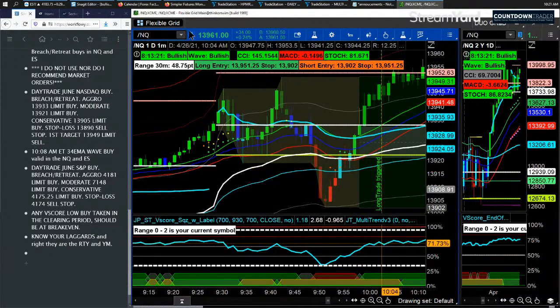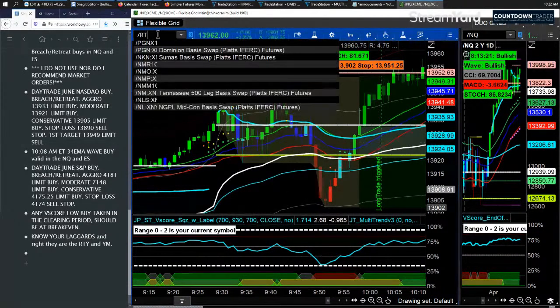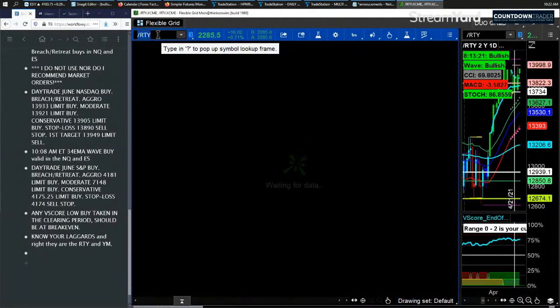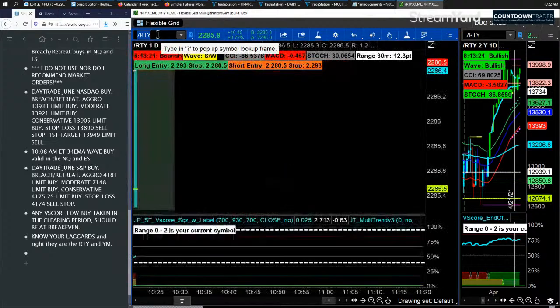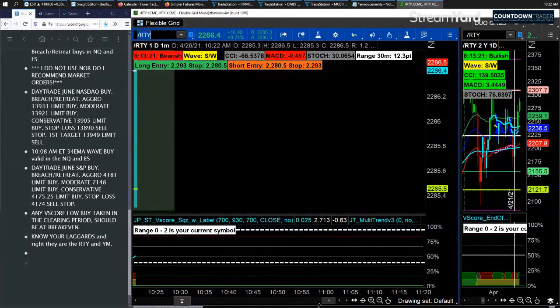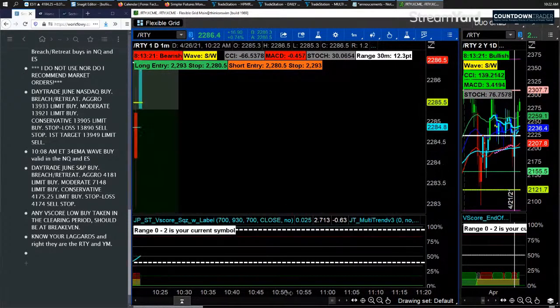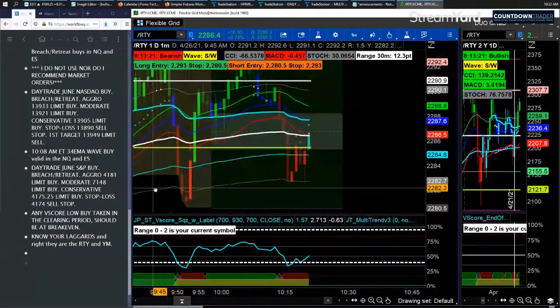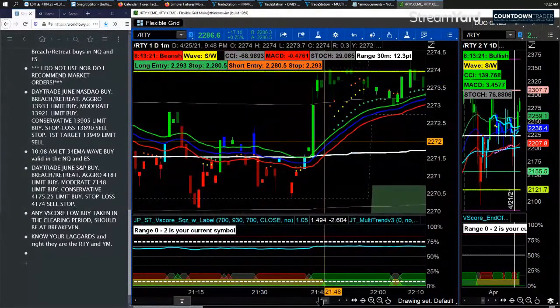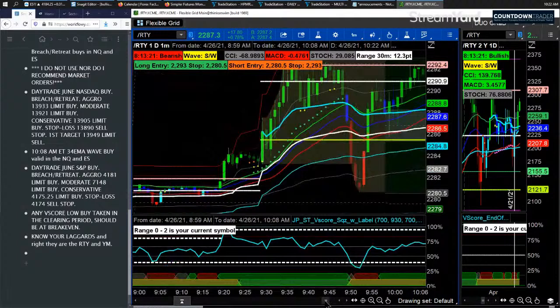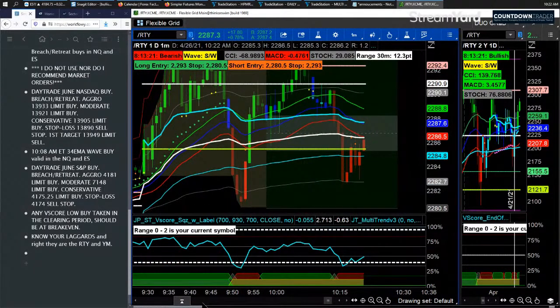Let's see. Let's jump back on over to that RTY just to show you guys what we've got. Again, a market that has not breached. Still stuck in the range. As you can see, hit the V-score lows a couple times.